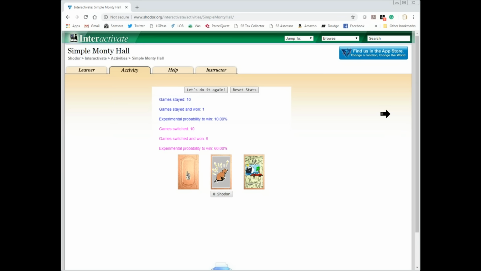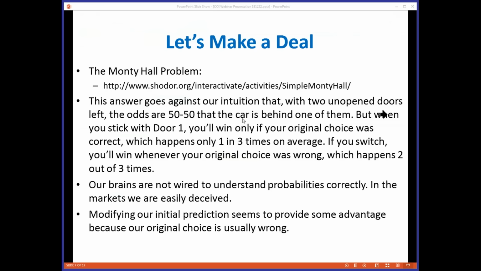So let's go back to the PowerPoint and we'll talk about this phenomenon. All right, so I'm just going to read this slide here. The answer to why this works this way is because it goes against our intuition that with two unopened doors left, the odds are 50-50 that the car is behind one of them.